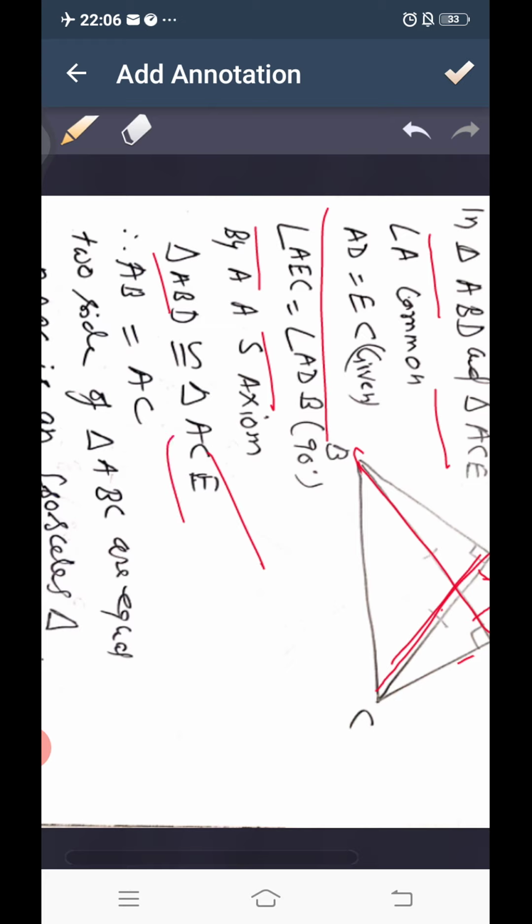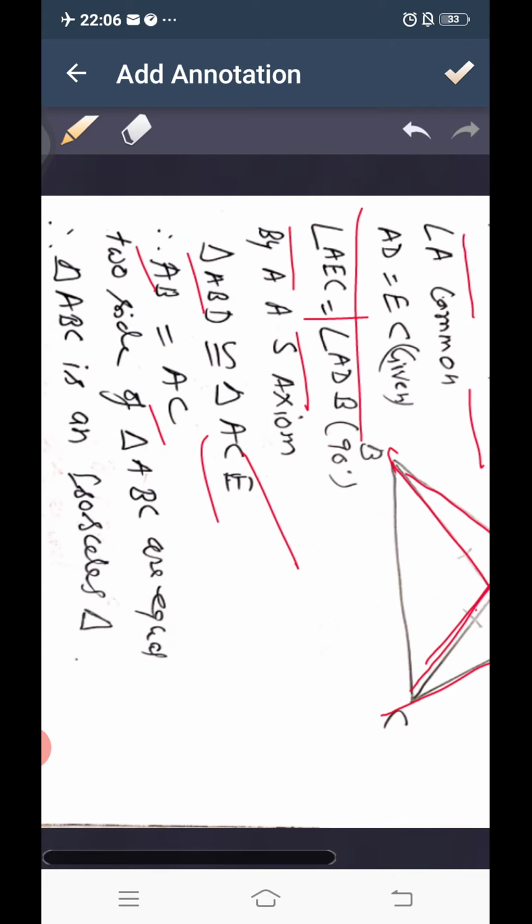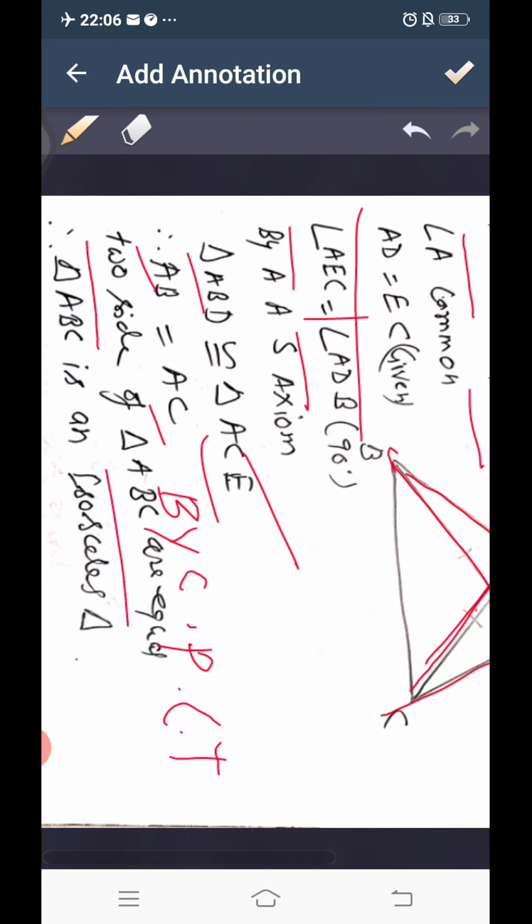Therefore, AB equal to AC. AB will be equal to AC. So this side is equal to this side. Two sides are equal by CPCT. So two sides of triangle ABC are equal. Therefore, triangle ABC is an isosceles triangle. Hence proved.